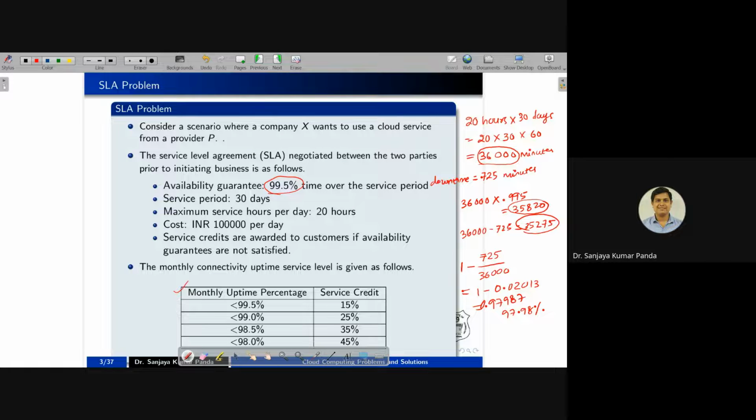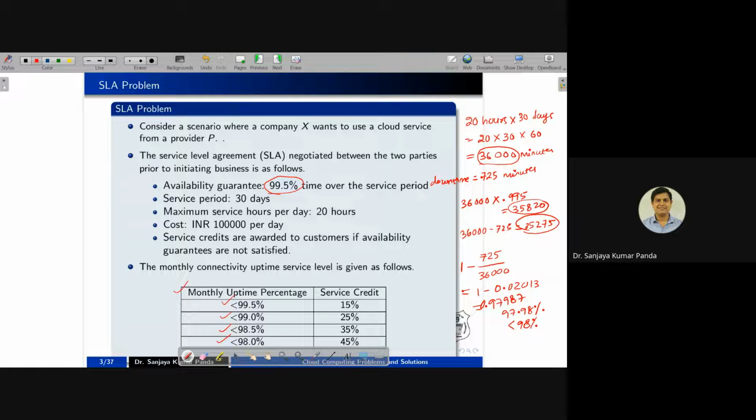But how much below, you can determine from this particular table, because we have put different bands for calculation of service credit. 97.98 is below 99.5%, but we are not going to charge 15%, because we need to check whether the value is also below 99%. It is also below 98.5%. It is also below 98%, right? So 97.98 is below 98%.